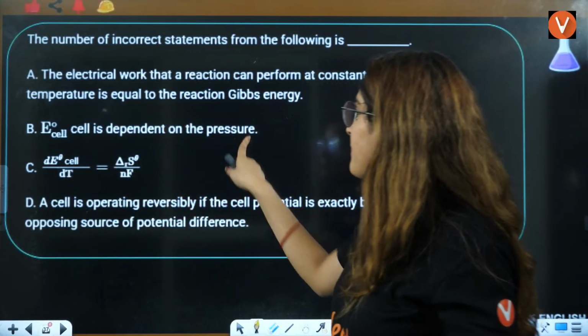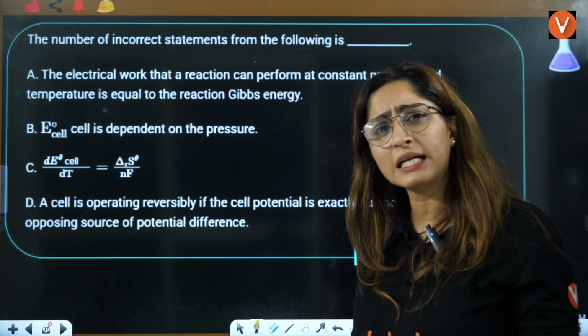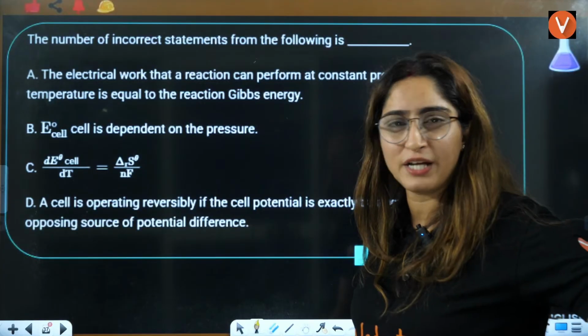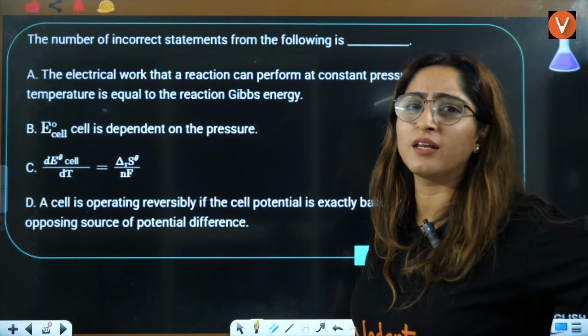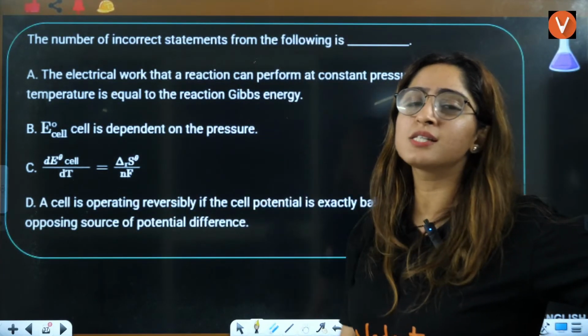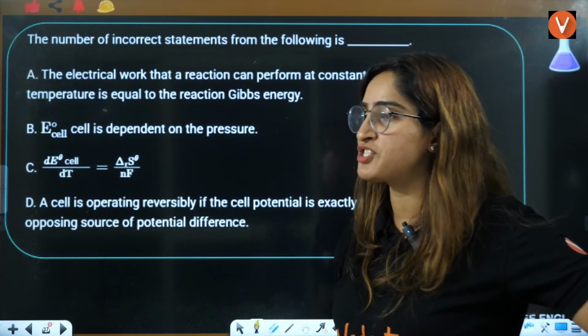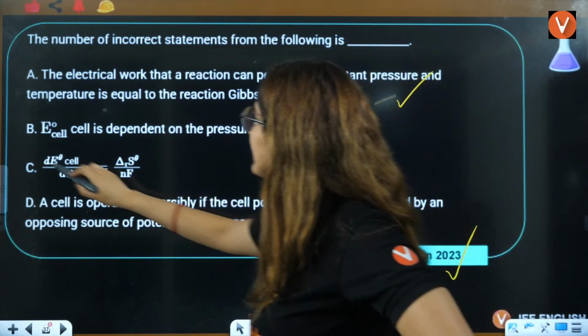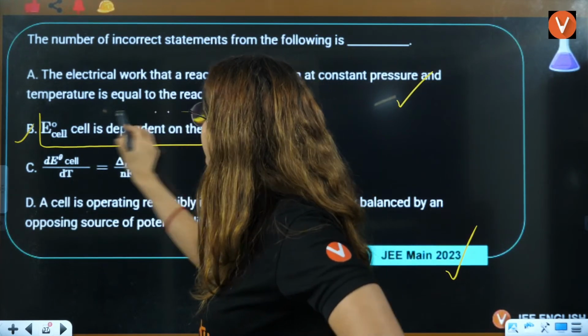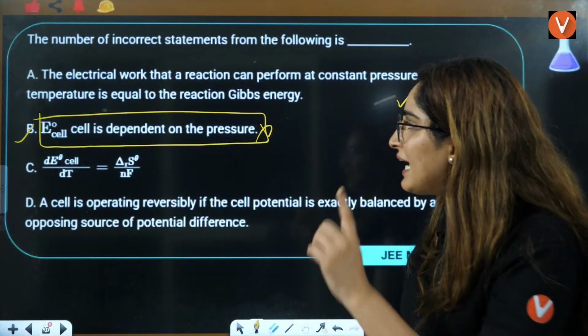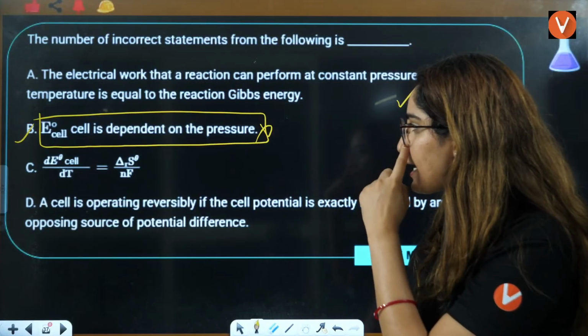E naught cell is dependent on pressure. Is it? E naught cell is dependent on pressure. Where have you seen in the full Nernst equation there was any term of pressure? No, this is the incorrect statement. We have our answer. Then dE naught cell by dT is equals to delta S by nF.